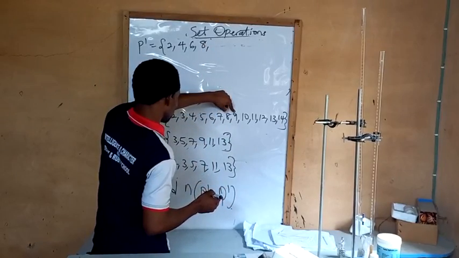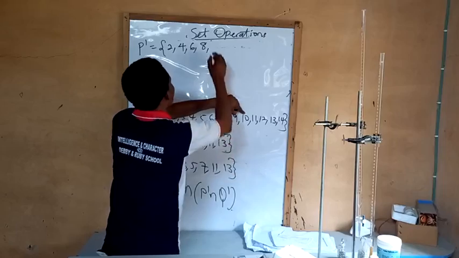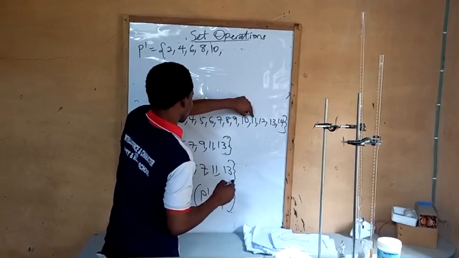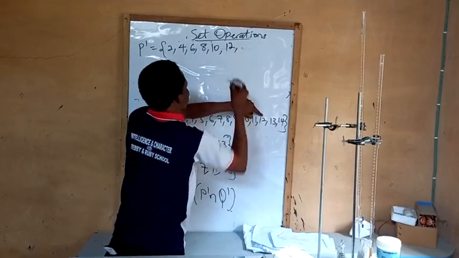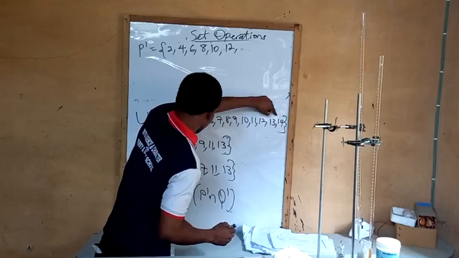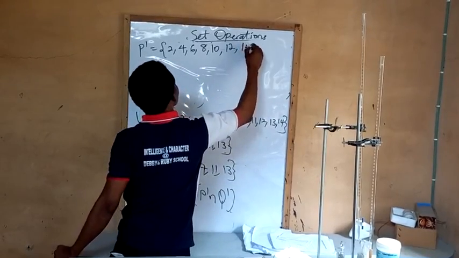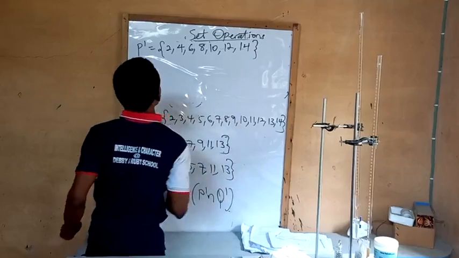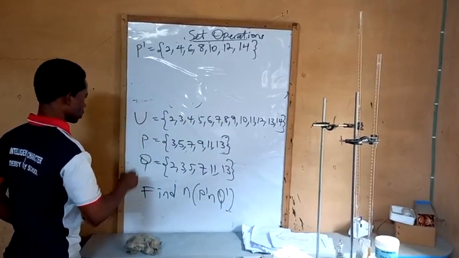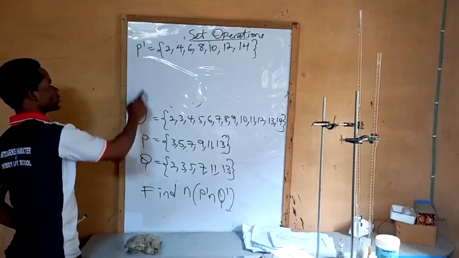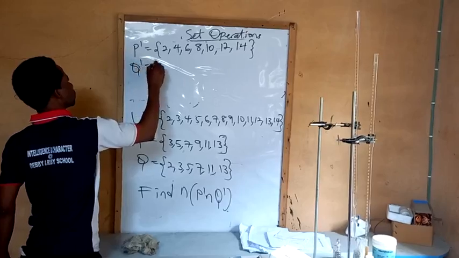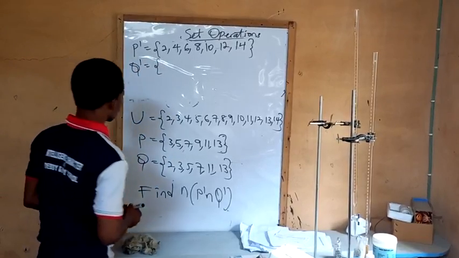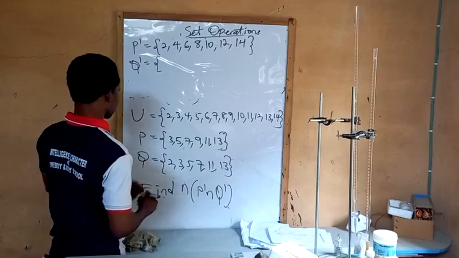Can 9 be found? Yes. Can 10 be found? No. Can 11? Yes. Can 12? No. Can 13? Yes. Can 14? No. That means those cannot be found in this P, but they can be found in the universal. That is the meaning of P prime. Now let's do Q prime, which cannot be found in Q but can be found in the universal.